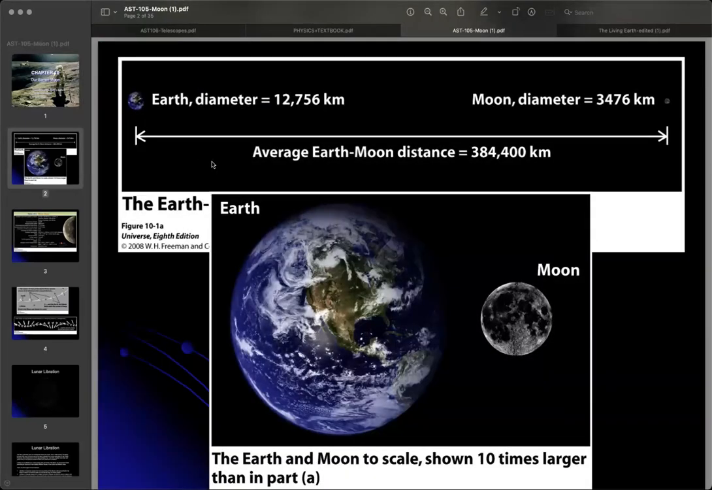First, we want to understand the relative sizes of the Earth and the moon. The diameter of the moon is about 1/4 the size of the Earth, and the distance between the Earth and the moon is 384,400 kilometers. Sometimes this is also described as a distance of 30 Earth diameters.